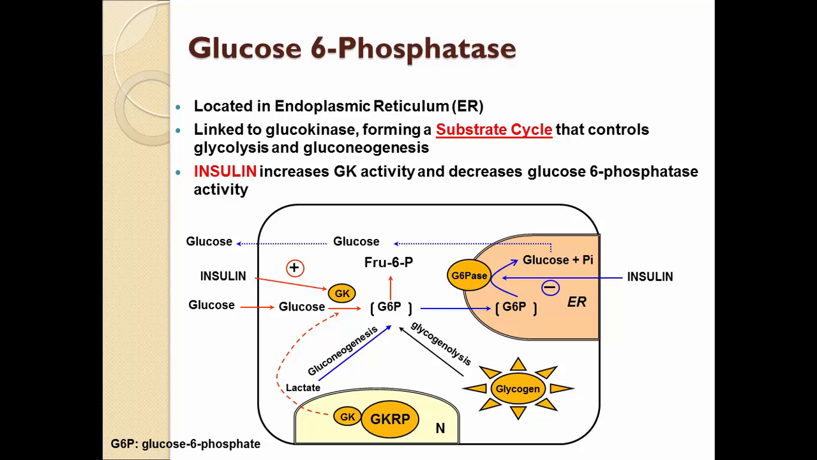So in order to completely oxidize glucose, the glycolysis pathway needs to be stimulated, but this pathway needs to be inhibited to allow more glucose 6-phosphate to go to the glycolytic pathway. Right?